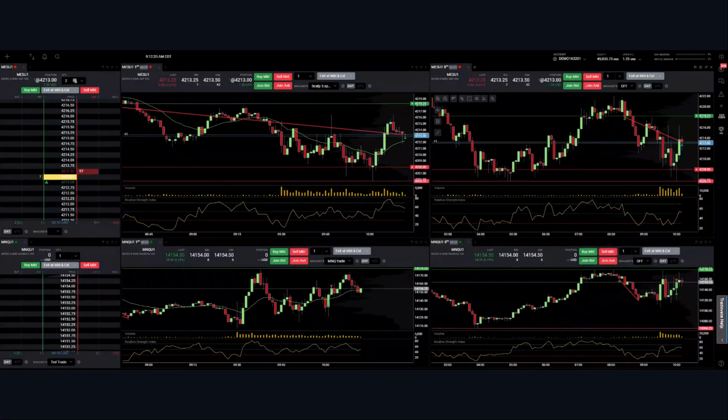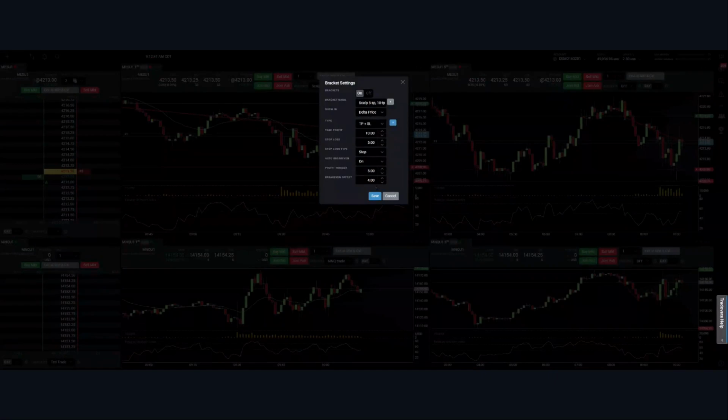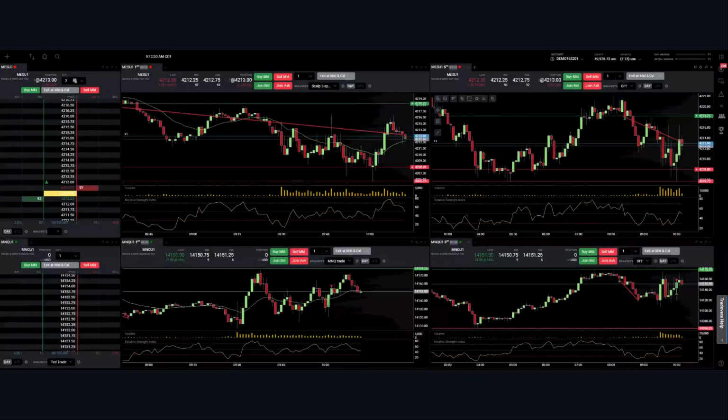Let's see what happens too with the break even, because sometimes I forget about these things. So let me see here. The break even offset is 4, profit trigger is 5. So let's see what happens there. And break even's on here.